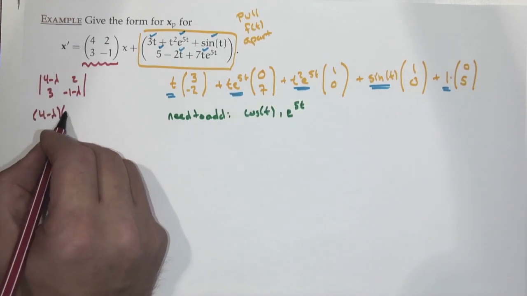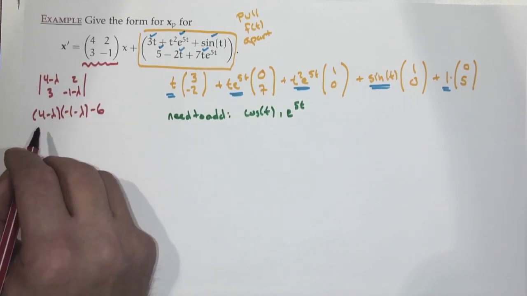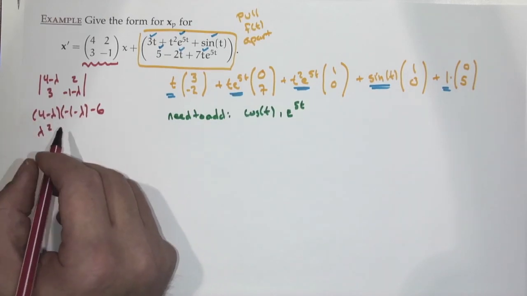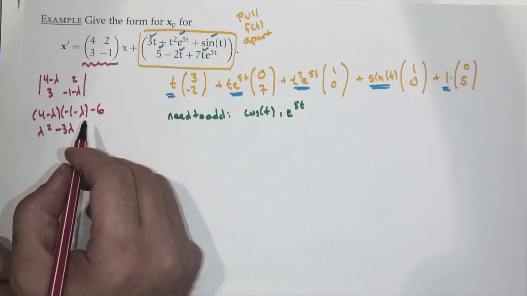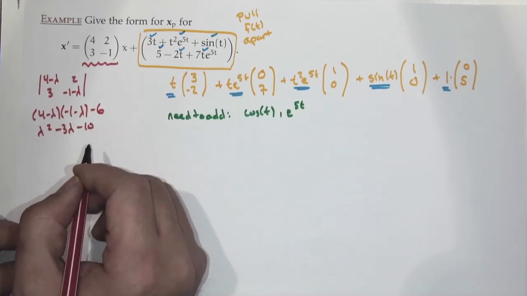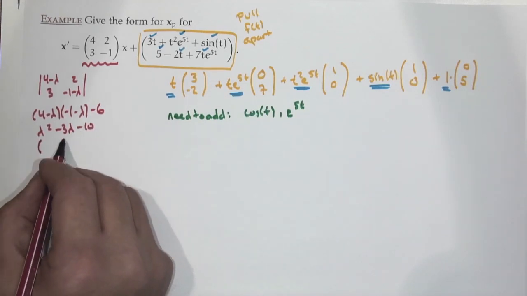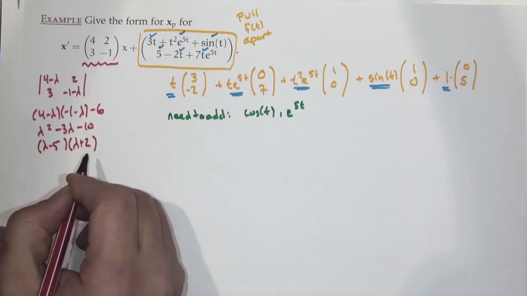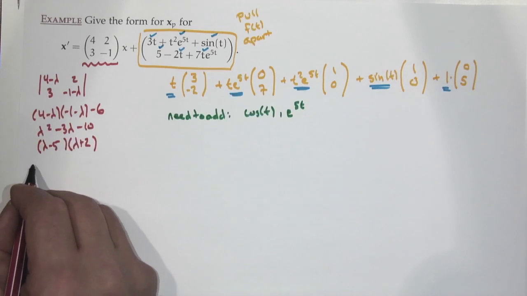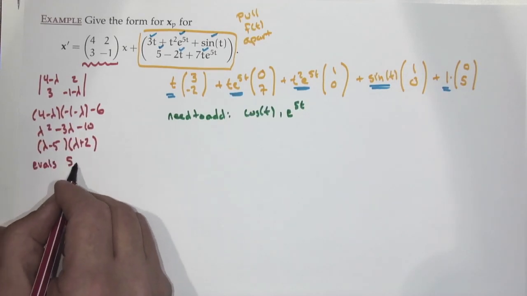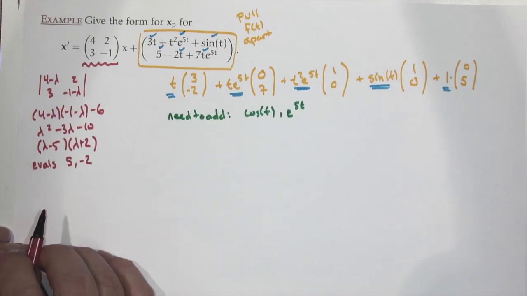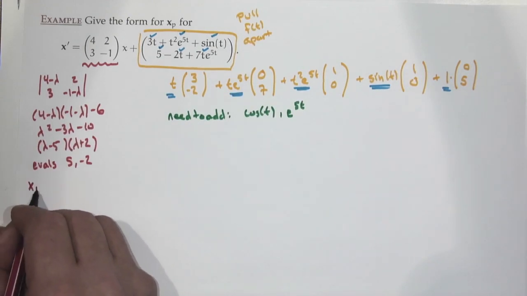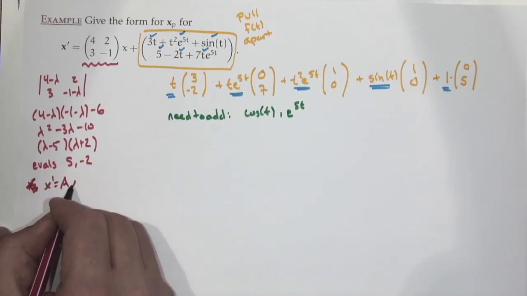4 minus lambda, minus 1 minus lambda, subtract 6. So that'll give us lambda squared. And then minus 4 lambda plus lambda is minus 3 lambda. And then we have minus 4 minus 6 is minus 10. That factors: lambda minus 5, lambda plus 2. So what are our eigenvalues? 5 and negative 2.